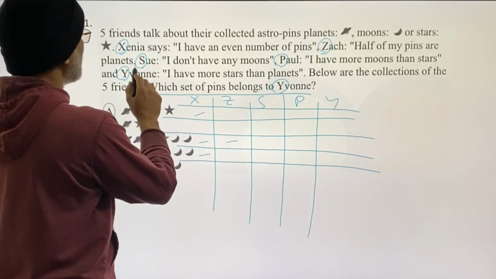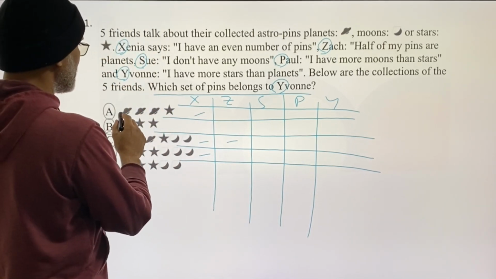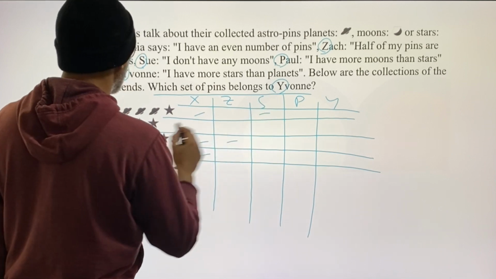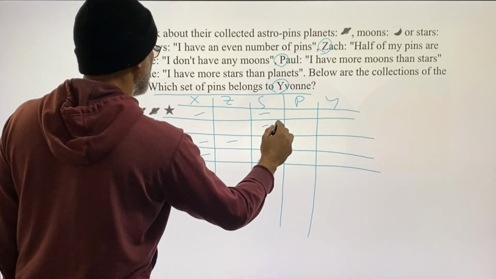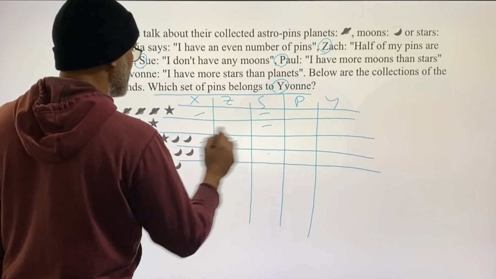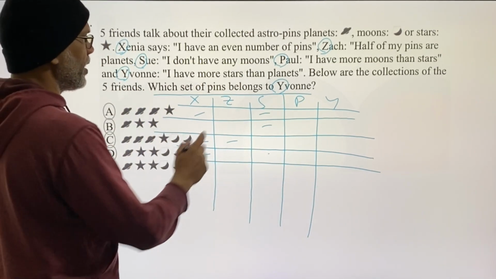All right. What about S? I don't have any moons. All right. There are no moons for S. So yes, this is possible. This is possible. This has a moon, so this is not possible. This has a moon, this is not possible. This has a moon, this is not possible. All right. S is done.